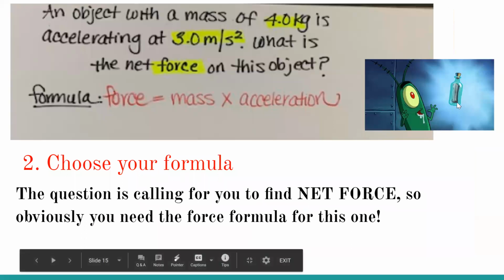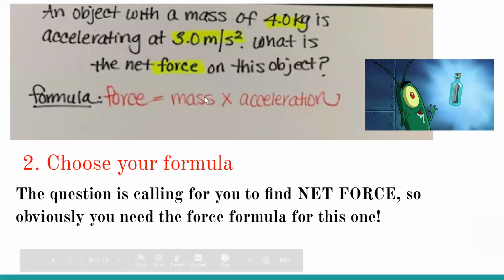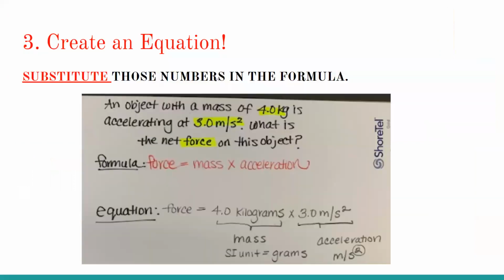Choose your formula. If you know the question is calling for net force, you obviously need to use the force formula. So I wrote the force formula here. Force equals mass times acceleration. This is how you should be looking every time you figure out the formula. Like, oh, I know that answer. You know how y'all do that hand wave, that crazy hand wave, and then you get up, stand straight up, and you never get called?